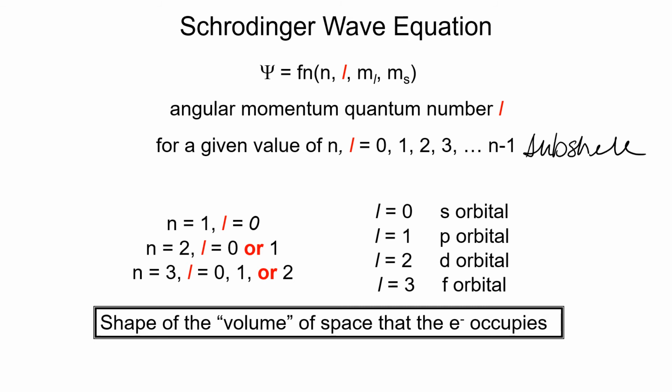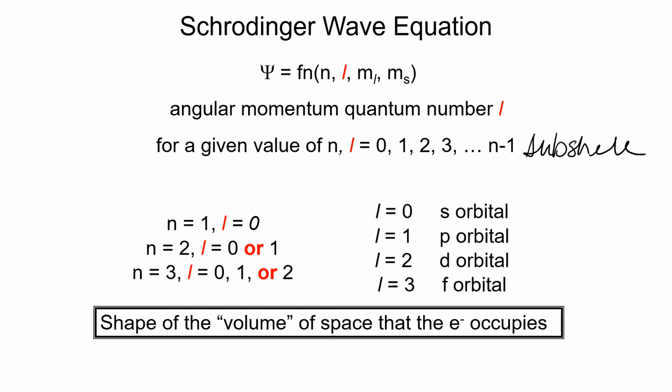So if n equals 1, l equals 0. And if l equals 0, we're in an s orbital. If n equals 2, l can equal 0 to n minus 1, so 0 or 1. If it is 0, it's the s orbital. If l is 1, we're in a p orbital. If n equals 3, l can equal 0 to n minus 1, or 0, 1, or 2.